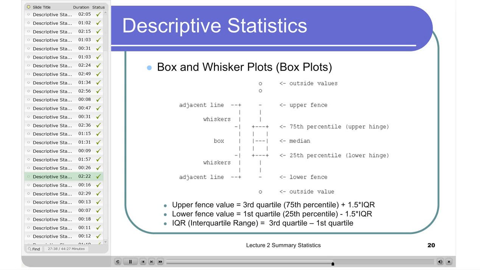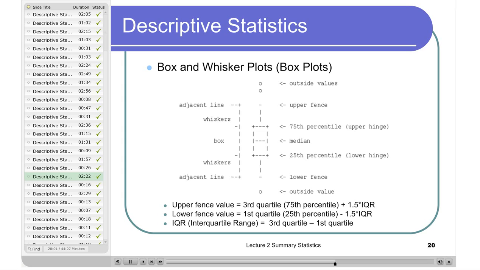Now, you can see in the diagram where everything is located. The bottom of the rectangle is located at the 25th percentile, and it's also called the lower hinge. The top of the rectangle is located at the 75th percentile, which is called the upper hinge. And then we draw a line inside of the rectangle, which is located where the median is.